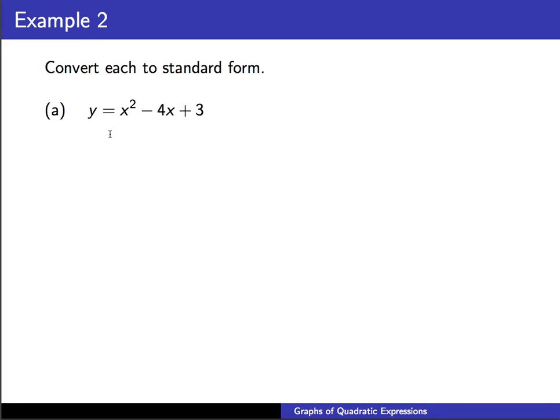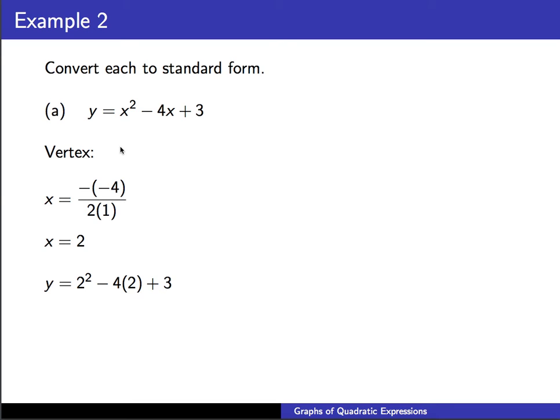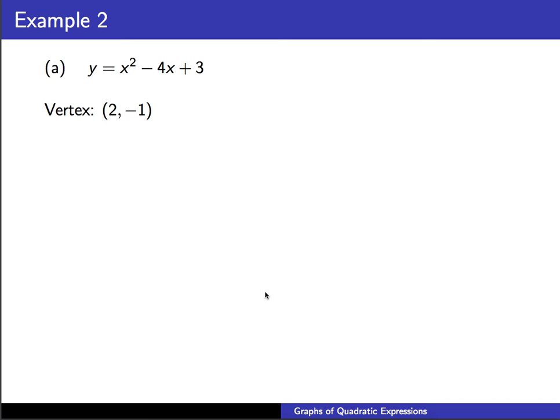All right, so example 2, we're going to convert each to standard form. Part A here, we have y equals x squared minus 4x plus 3. For this one, I'm going to use the old algebraic way just to show it to you. So we get negative b, which is negative 4, all over 2 times a, where a equals 1. And that gives us an x coordinate of 2. Then to find the y coordinate, just evaluate x squared minus 4x plus 3 at x equals 2. That gives us 2 squared minus 4 times 2 plus 3, which comes out to equal negative 1. So our vertex is at (2, negative 1).